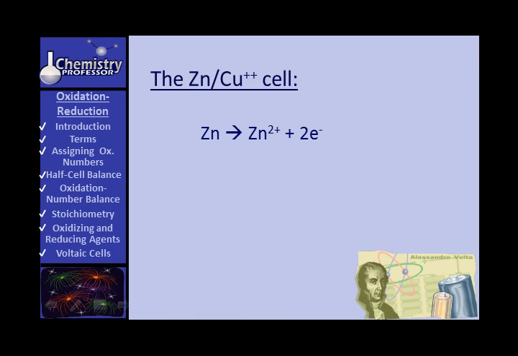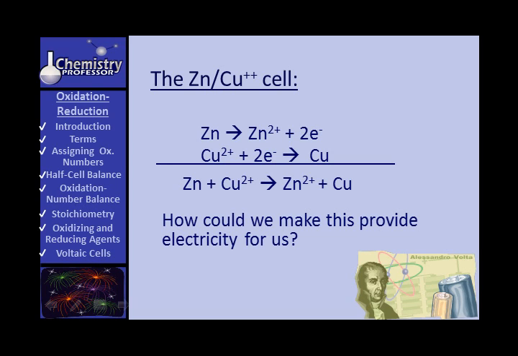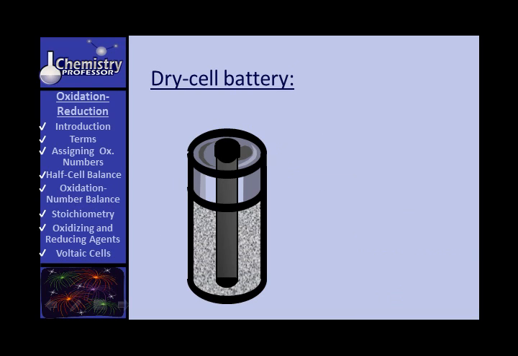Zinc is forming zinc ions plus 2 electrons. The cupric ion from the copper sulfate is picking up those 2 electrons and forming copper metal, so that our overall reaction is zinc metal plus copper ion forming zinc ion plus copper metal. Now, how can we use that and make it provide electricity for us? Well, we can do it on something sort of like the dry cell battery.